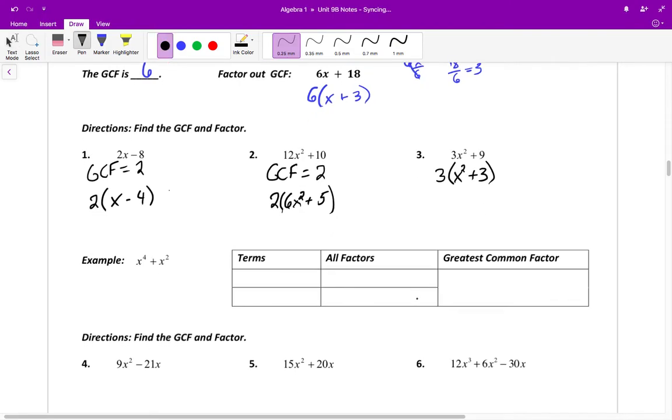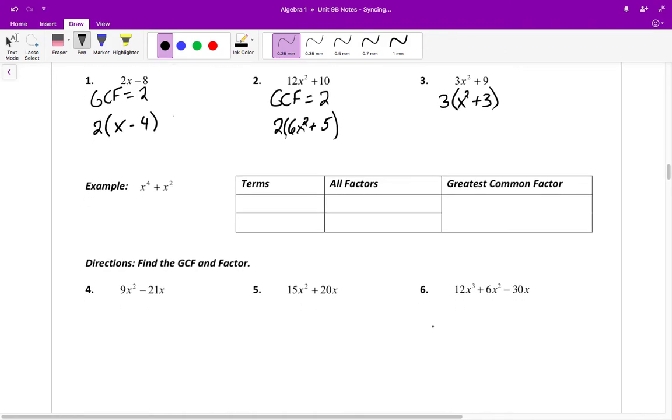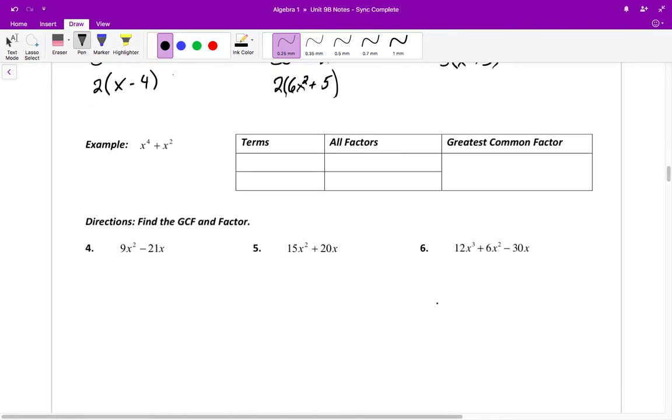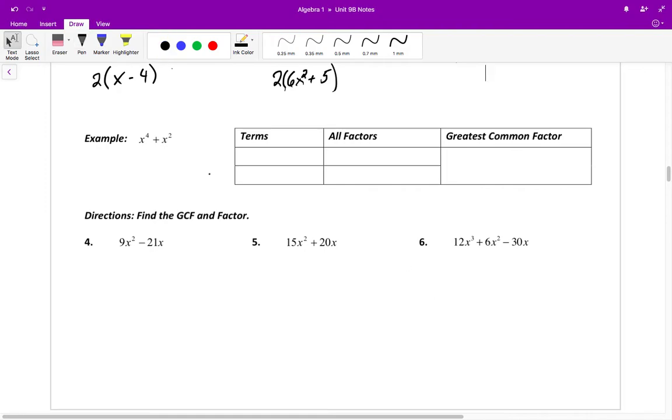Okay, so now let's talk about what to do if there's variables. So on the example right here, x to the 4th plus x squared. Some of you might be able to see the biggest variable they have in common is just x squared. If you can't, and this one's a little bit harder to see, what you do for the first term, which was x to the 4th, if you were to list out all the factors, basically it just means write out x 4 times. 1, 2, 3, and 4.